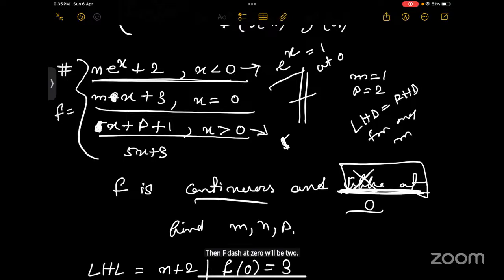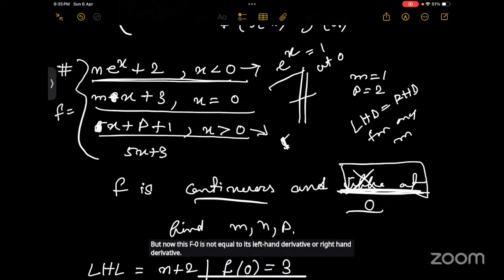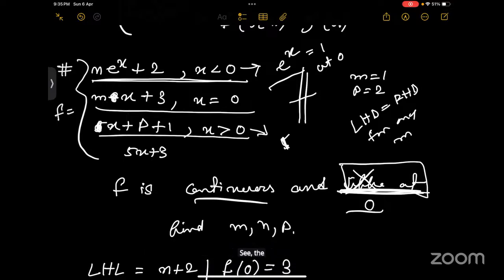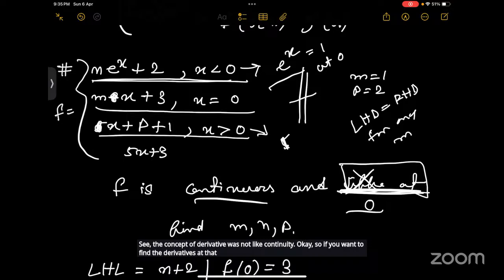Ma'am, okay. 2x plus 3, if I differentiate 2x plus 3, I'll get 2. But now this f dash 0 is not equal to its left hand derivative or right hand derivative. No. See, the concept of derivative is not like continuity. So if you want to find the derivative at a point, it will be equal to the left hand derivative as well as the right hand derivative.